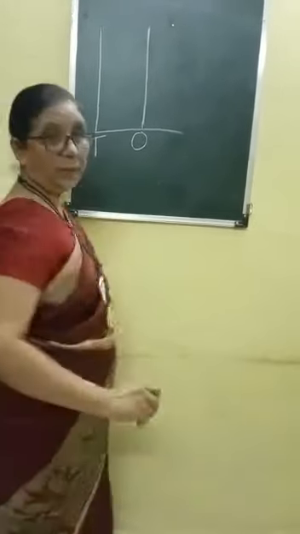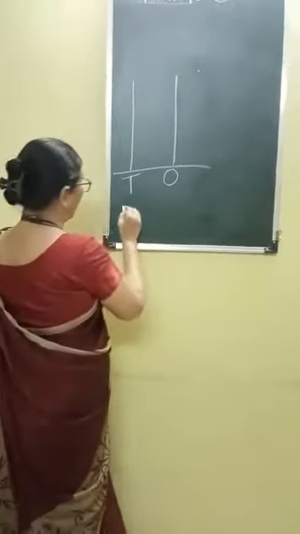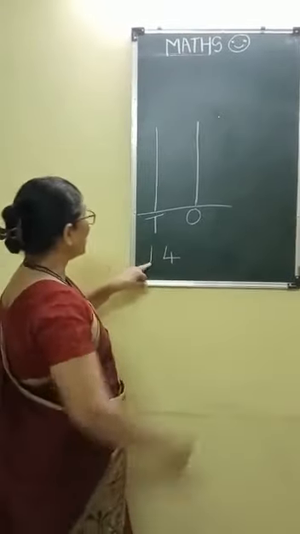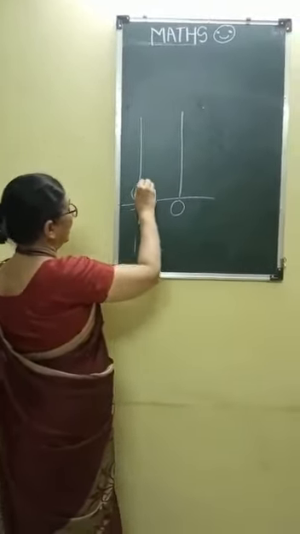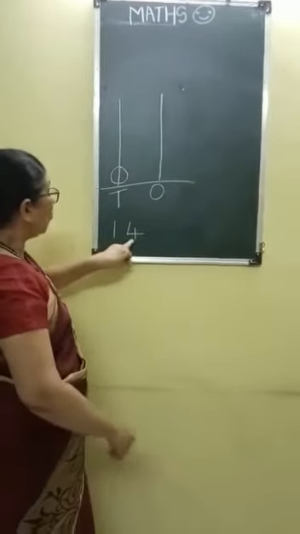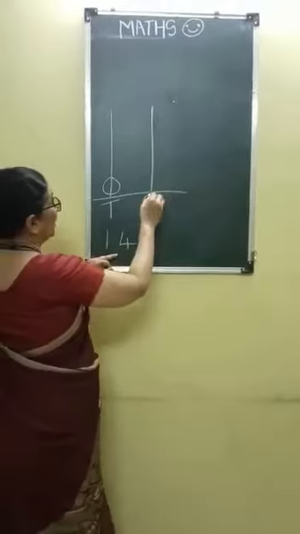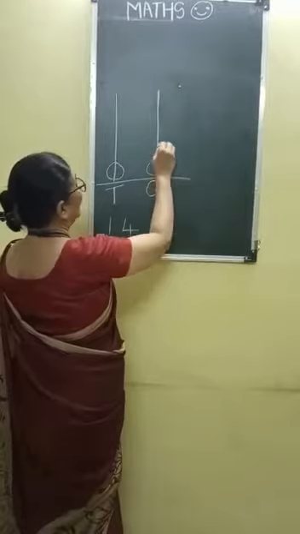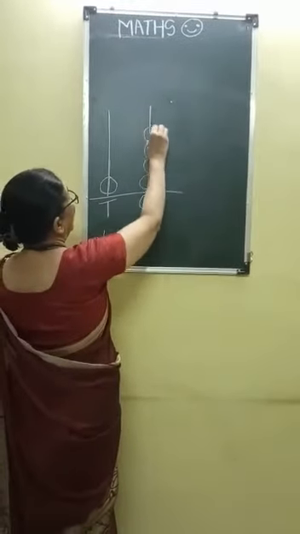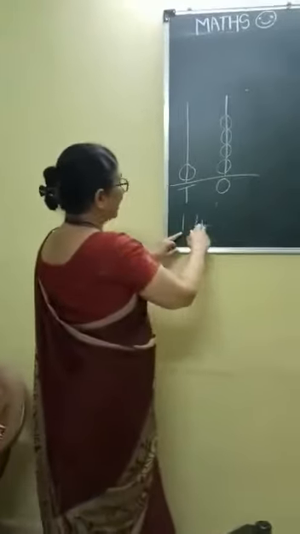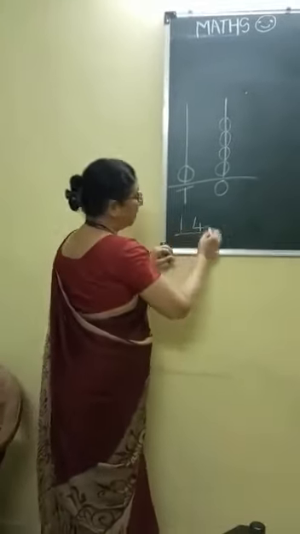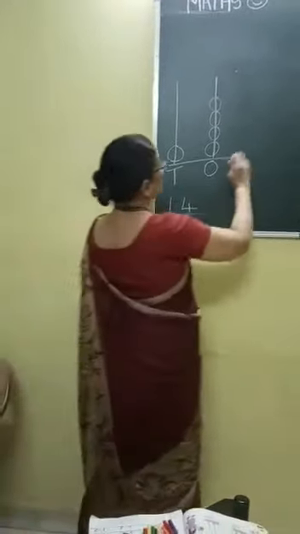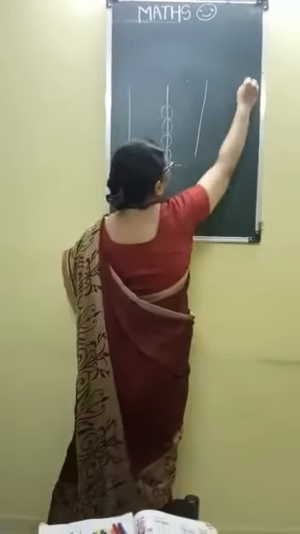T denotes tens. Now if I write the number 14. So 1 means if I draw 1 bead, that is 1 ten. And 4 is coming in the ones place. How many beads do I have to draw over here? 4. 1, 2, 3 and 4. So 1 ten, 4 ones is number 14.